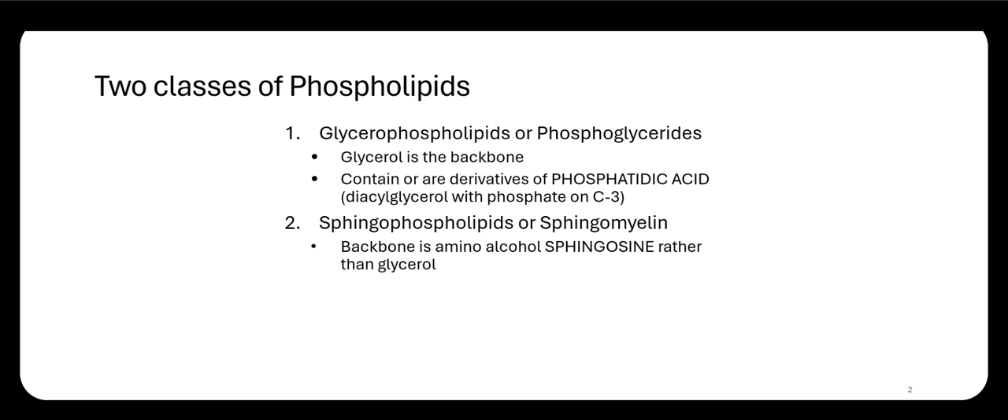Then we're going to make sphingophospholipids or sphingomyelin. So the backbone this time is sphingosine, an amino alcohol that we'll draw out. It's an 18-carbon big molecule. And it's the backbone rather than glycerol, but we're going to tell the story in a very similar way, in the sense of what we are attaching to that backbone.